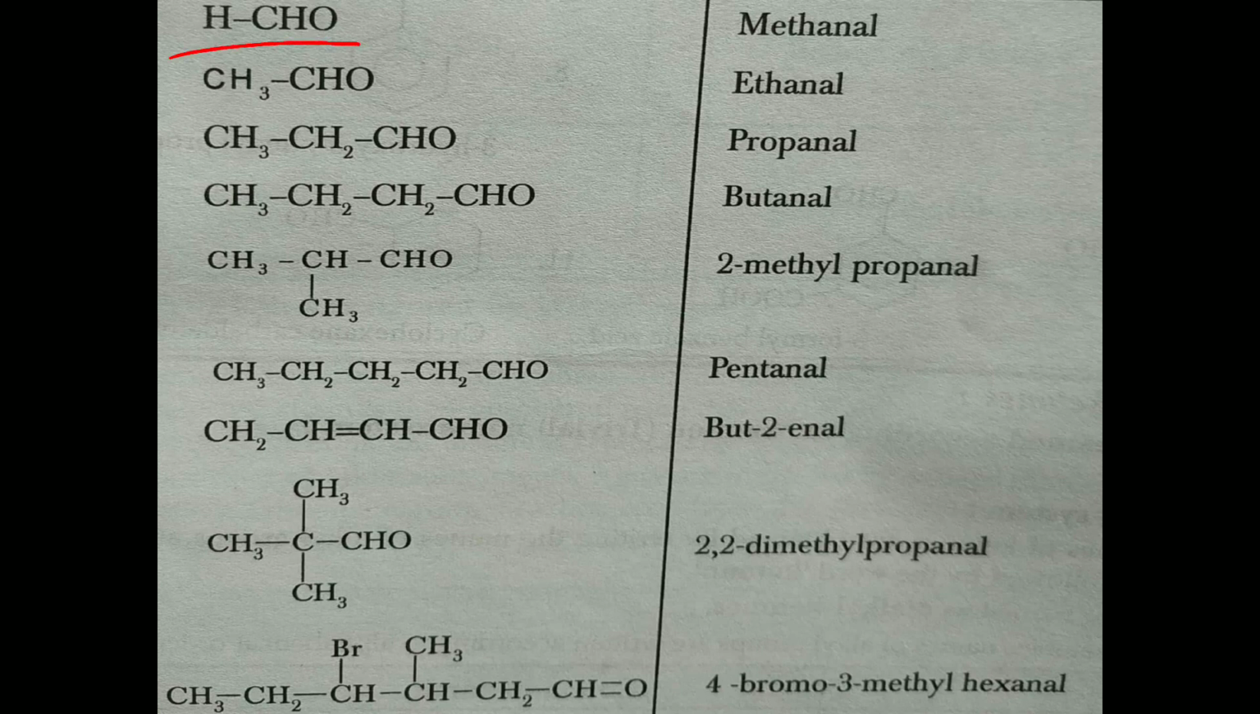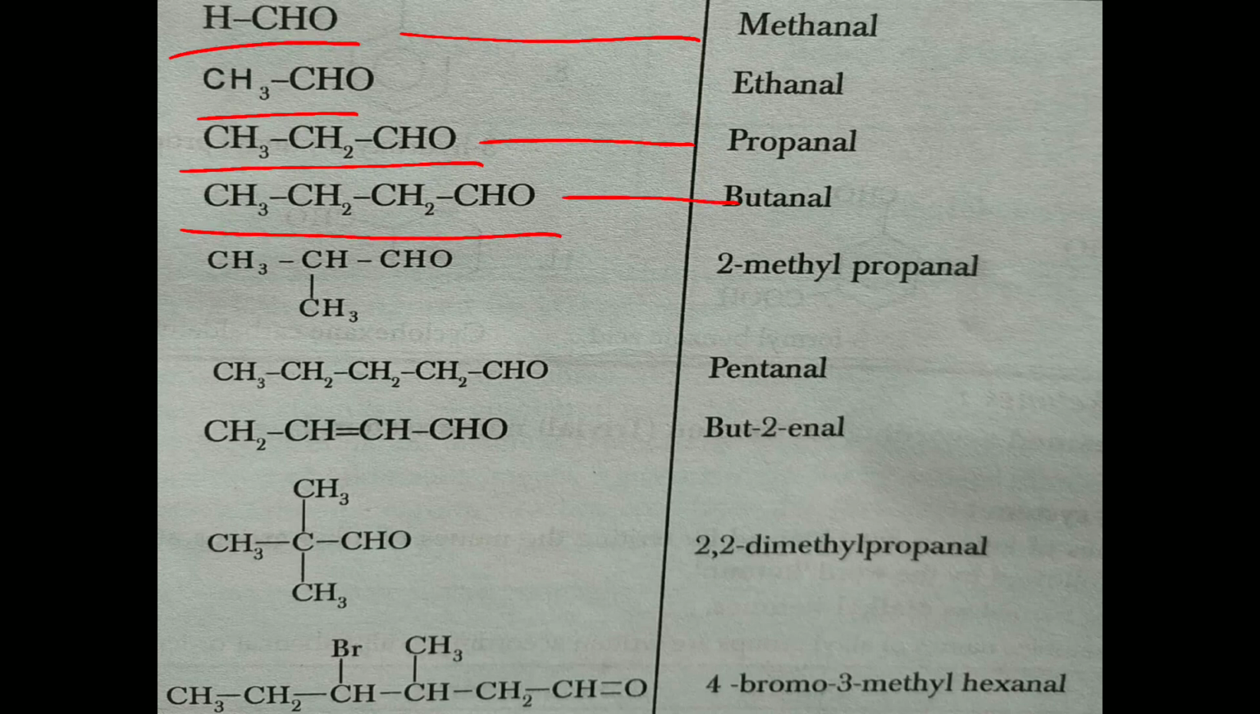Now here it contains the single carbon atom and CHO as the aldehyde group, as the hydrocarbon's name is methane, so it is named as methanal. Two carbon atoms, that is ethane, so ethanal. Three carbon atoms, propane, so the name is propanal. Four carbon atoms, that is butane, so the name is butanal.